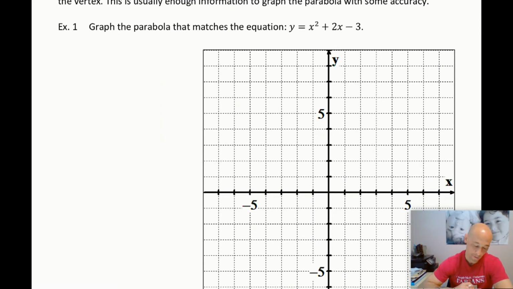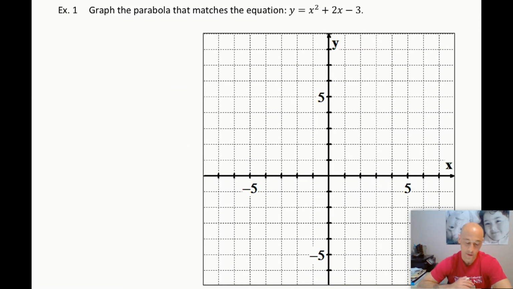All right, so we're going to graph the parabola that matches the equation y equals x squared plus 2x minus 3. The first thing that we can graph right away is the y-intercept, which is going to be the point (0, -3), right there. The a value here is 1, which is positive. So that means this is going to open up. I don't know where it's going to be, but wherever it is, it's going to open up, because 1 is greater than 0.